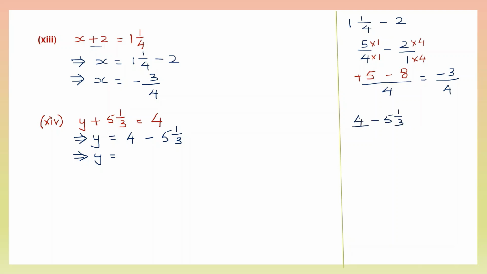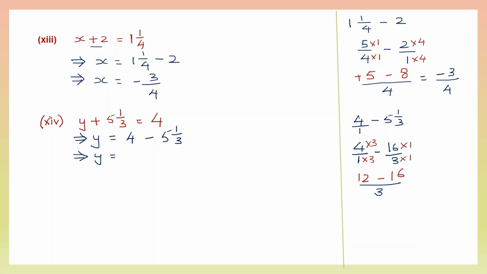So 4 will be given the denominator 1. So it becomes 4 by 1 minus, let's convert this, 3 5s are 15 plus 1, 16 by 3. Now the LCM here will be 3. So let's find the new numerator. 1 3s are 3, so 4 3s will be 12. Minus 3 1s are 3, so 16 1s are 16.